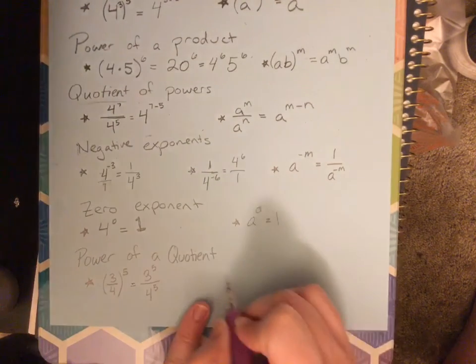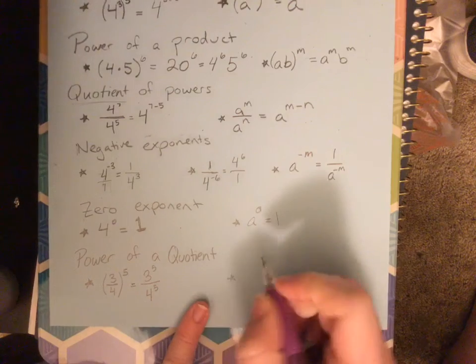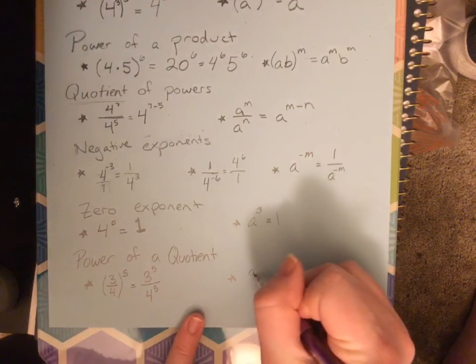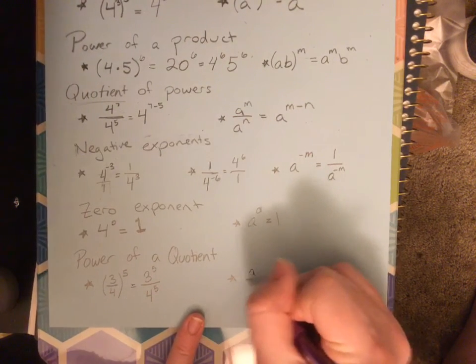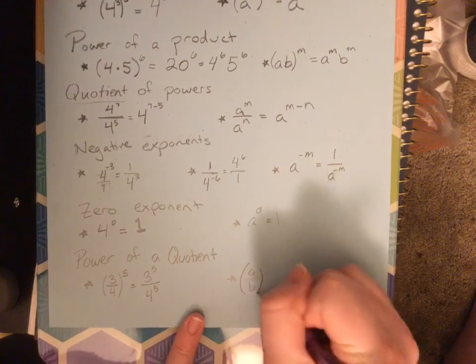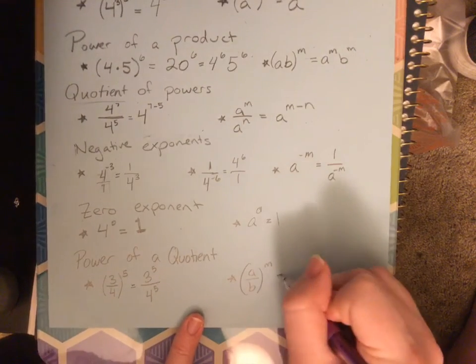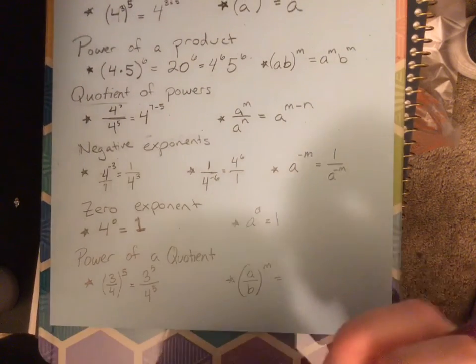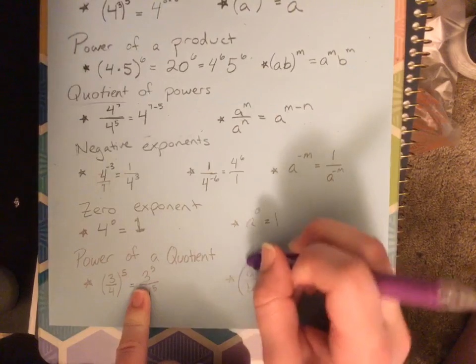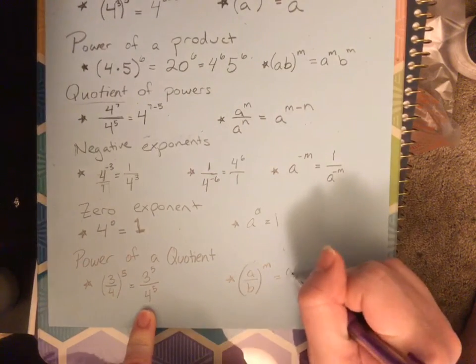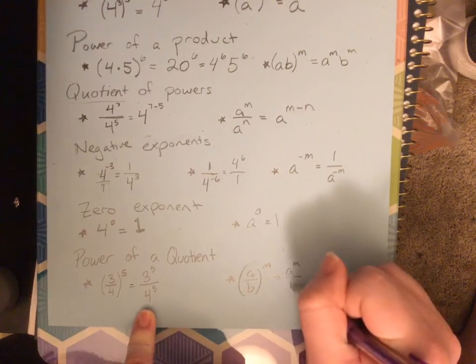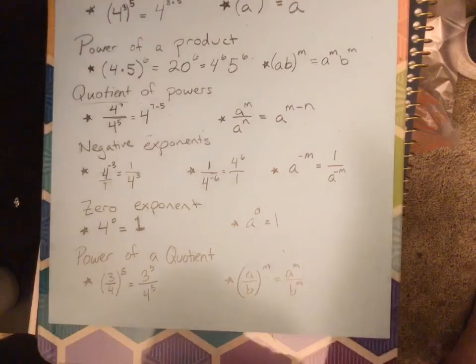And with letters, that comes out as a over b, all raised to the power of m, is equal to a to the power of m over b to the power of m.